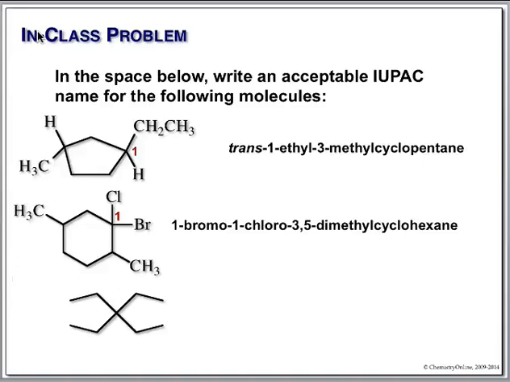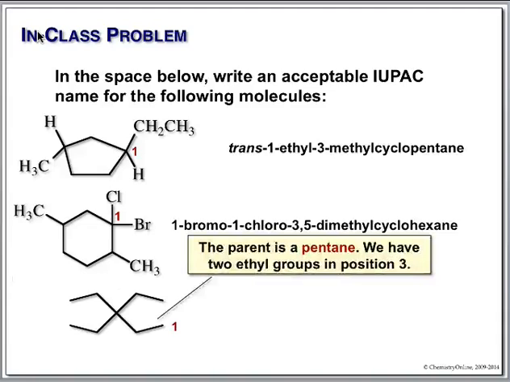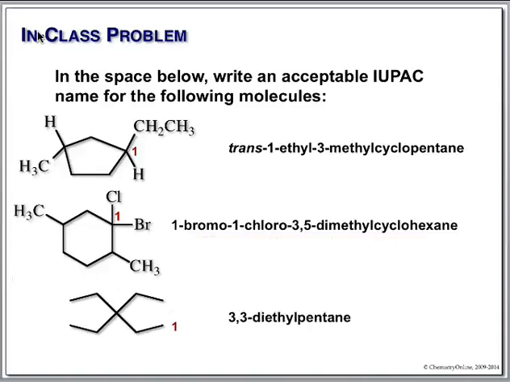All right, this next one looks like a strange little symbol of some sort. It's actually very simple though, isn't it? You identify your longest chain here. It's going to be 1, 2, 3, 4, 5 carbons, no matter how you go. We'll let that be carbon 1. If that's carbon 1, then on carbon number 3, we simply have 2 ethyl groups. So we have a pentane, with 2 ethyl groups on carbon number 3. We would call this 3,3-diethylpentane.